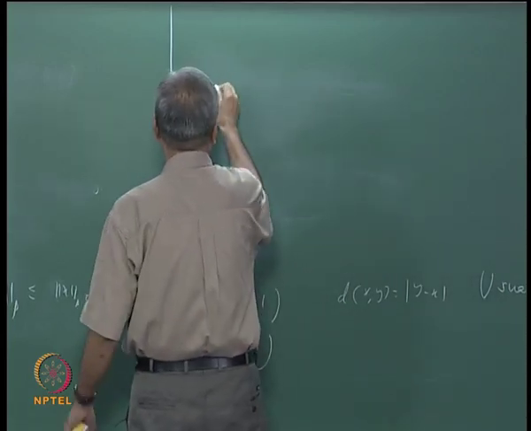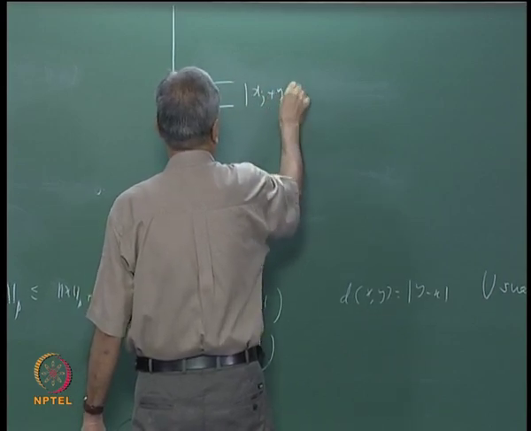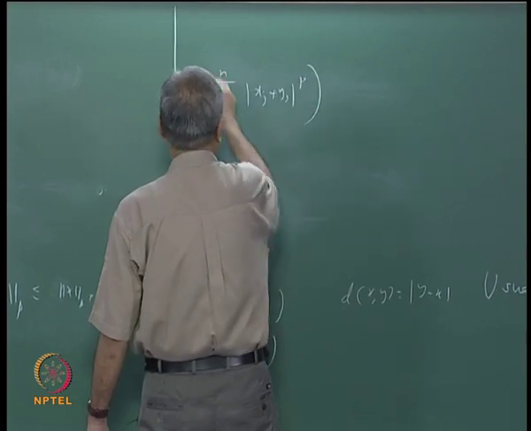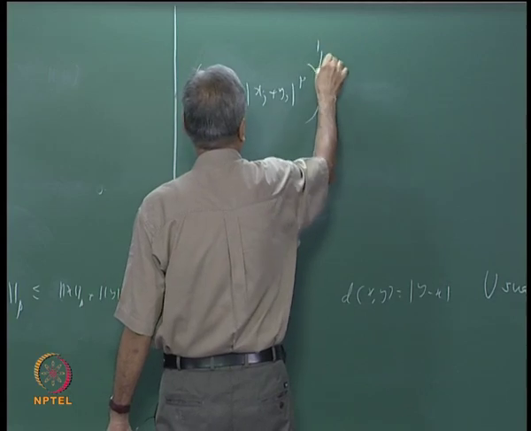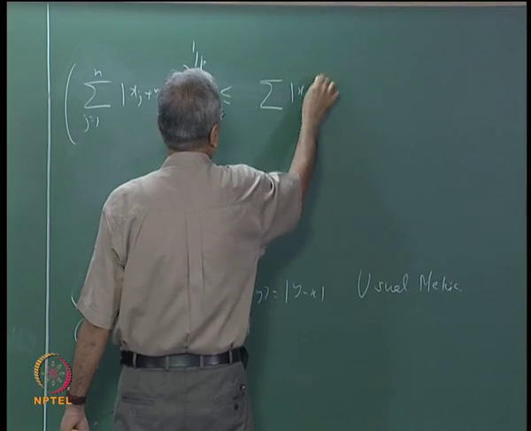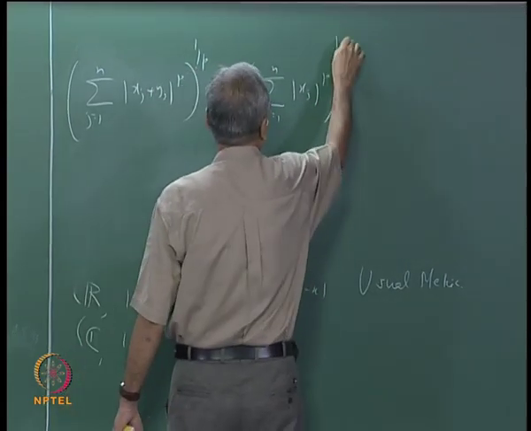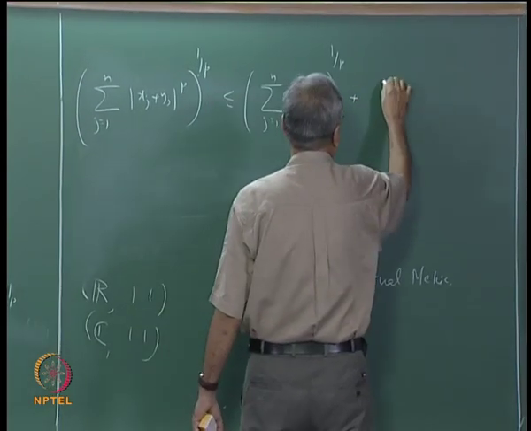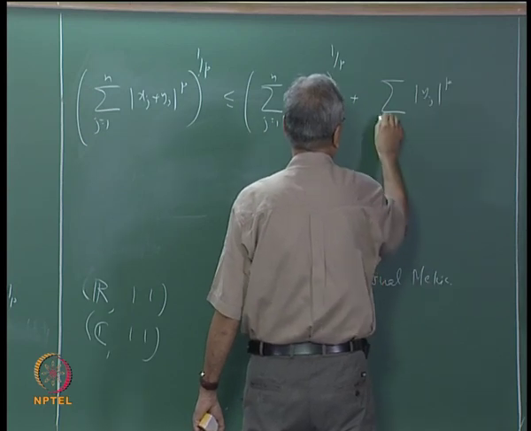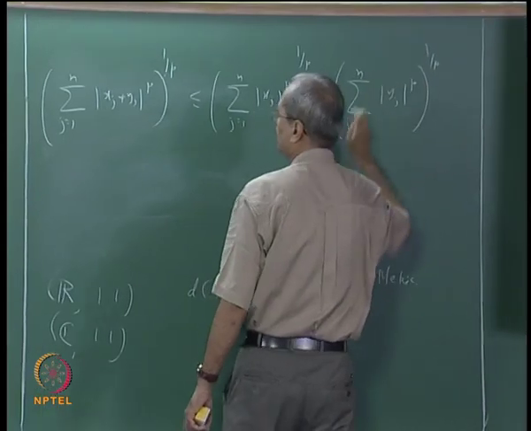Okay, so what is this? It is (sum over j from 1 to 8 of |xj + yj|^p) whole thing raised to 1/p. This should be less than or equal to (sum |xj|^p)^(1/p) plus, again the same thing for yj, (sum |yj|^p)^(1/p), j going from 1 to 8, whole to the power 1/p.